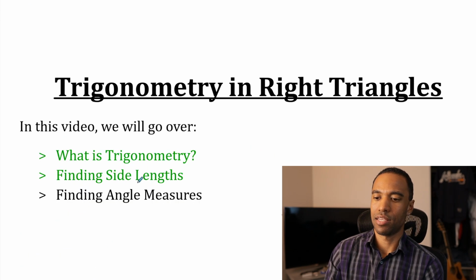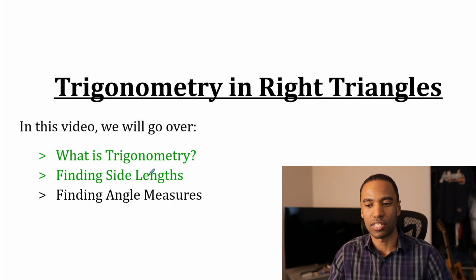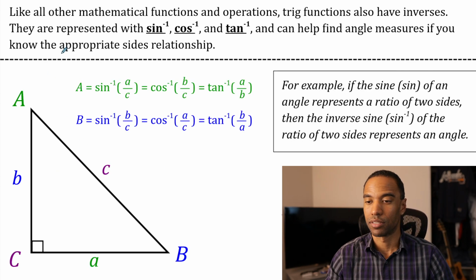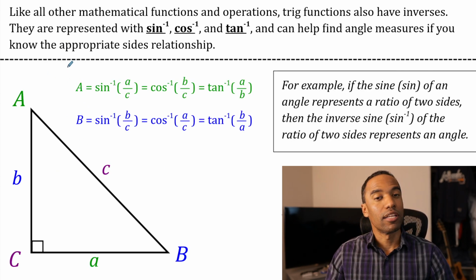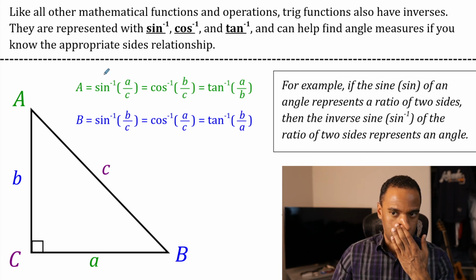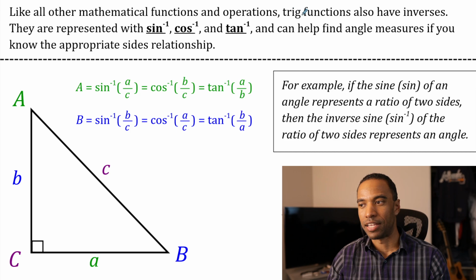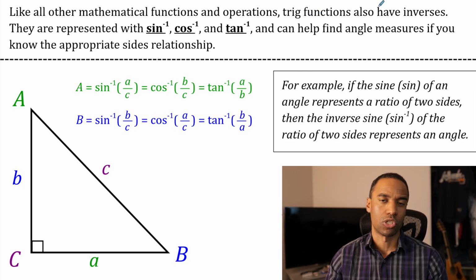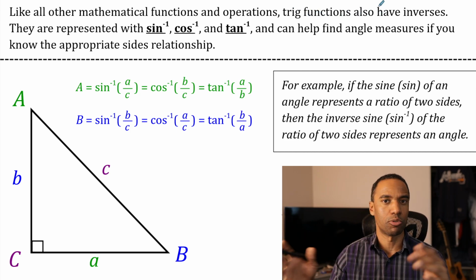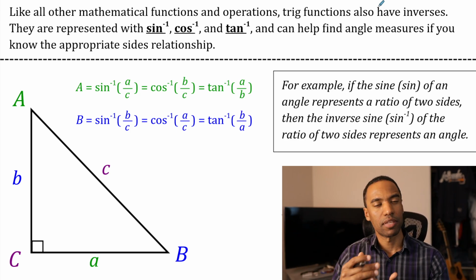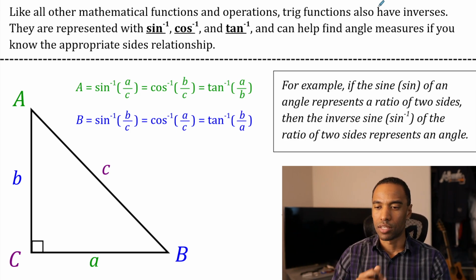All right, that is the trig ratios in finding side lengths there with SOHCAHTOA. This part will be a lot faster now in finding angle measures, so let's go ahead and check it out. Some of the stuff is going to look a little confusing here. Like all other mathematical functions and operations, guys, trig functions also have inverses. What I mean by that is addition has subtraction as an inverse, multiplication has division as an inverse, squaring something has square roots, things like that.